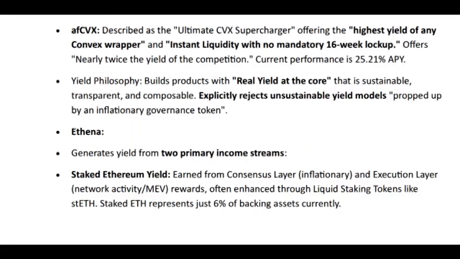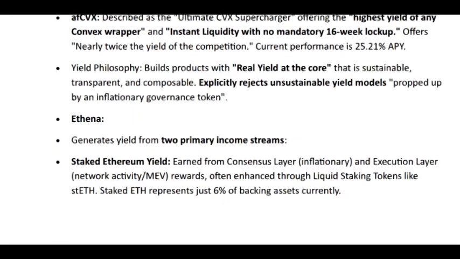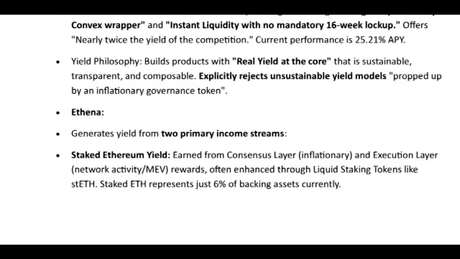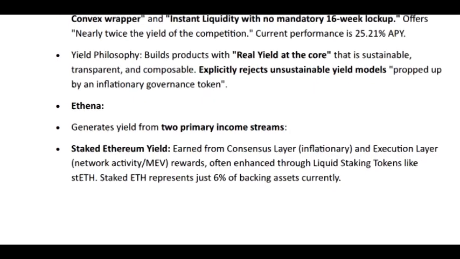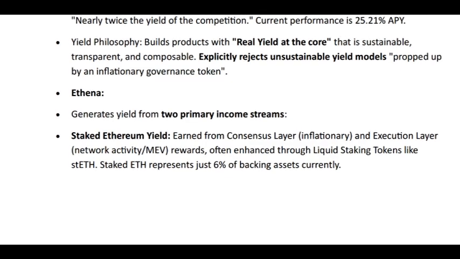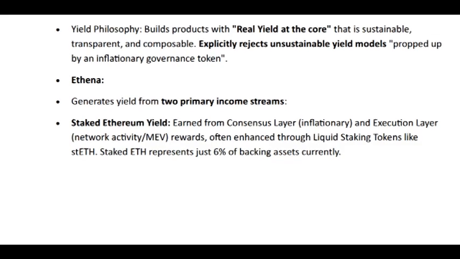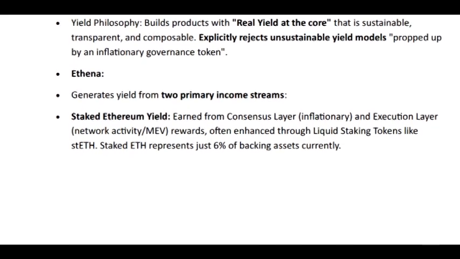Yeah, the sources really emphasize transparency, sustainability, composability. They explicitly reject those models propped up by just printing inflationary governance tokens, saying those models have ultimately failed. It's a strong stance. Seems like a core part of their identity: yield that isn't just based on inflation. Makes sense. And governance?